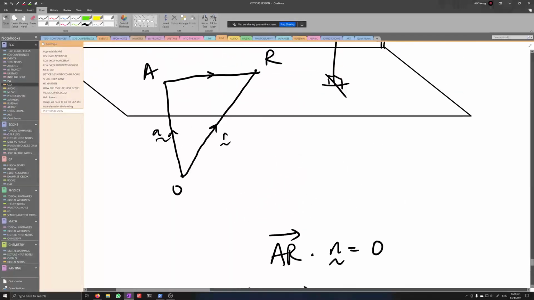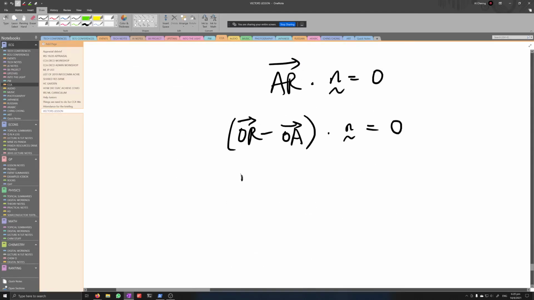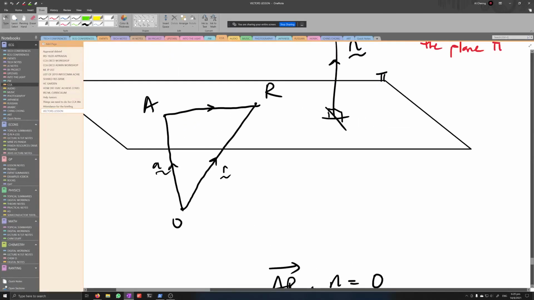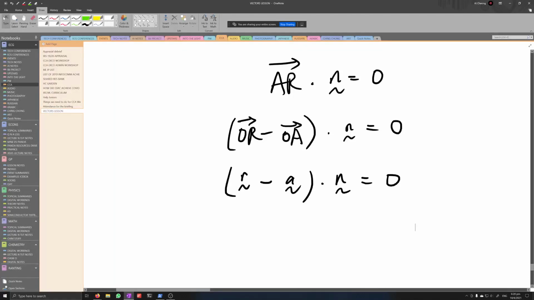Dot n equals 0. And because we know OR is equal to this guy, so that will give us R tilde minus OA, which is equal to this guy. So we can sub it in like that. Okay? And earlier on, we also had established the scalar product property, where if the scalar product is outside, you can actually apply the scalar product to each element inside the bracket. So equals 0.